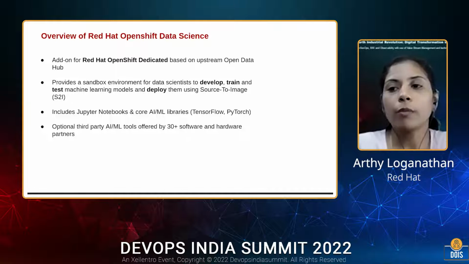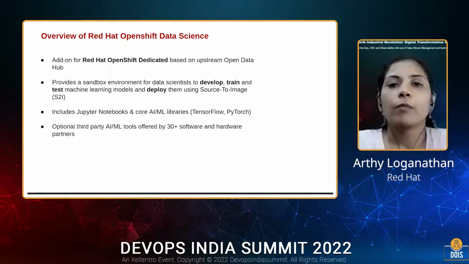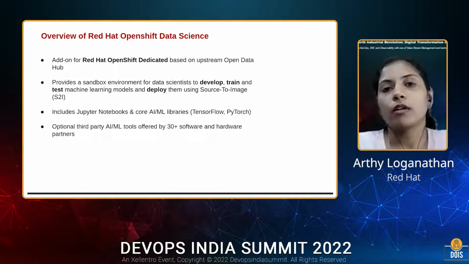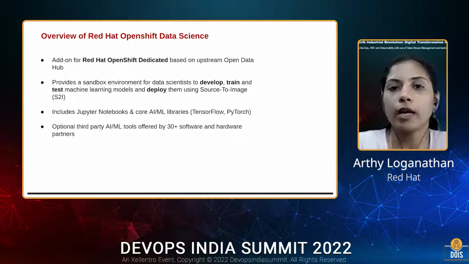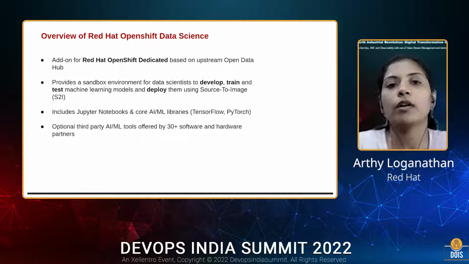So Red Hat OpenShift Data Science provides a platform for data scientists to use their favorite tools to create any real-world AI/ML solutions. It is based on the open source project Open Data Hub. And Open Data Hub, you can think of it as a blueprint for building an AI as a service platform on Kubernetes-based OpenShift Container Platform and Ceph object storage.